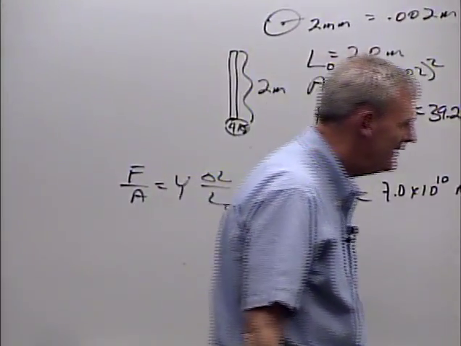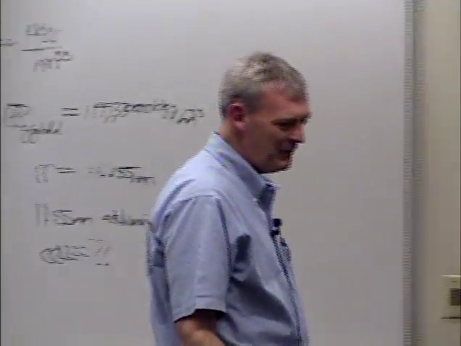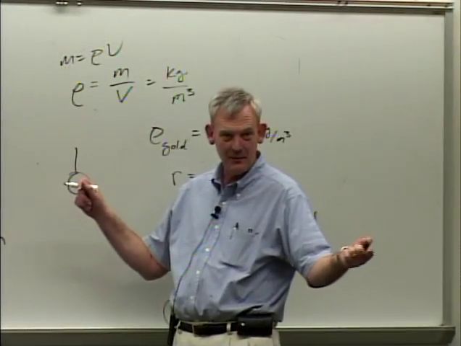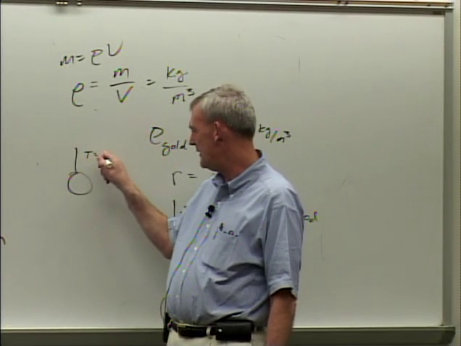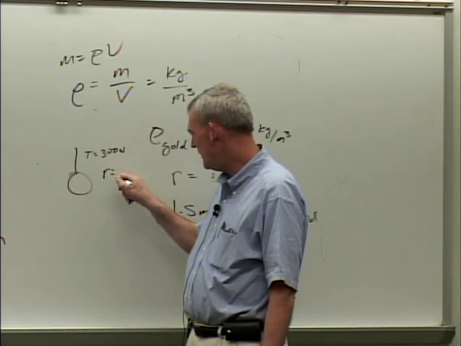Now, one of my favorite questions though with this is, what if the tension in this rope, let's say we've got a massless rope that we don't want to stretch now. Let's say the tension in the rope is 300 newtons. What's the radius of the ball?